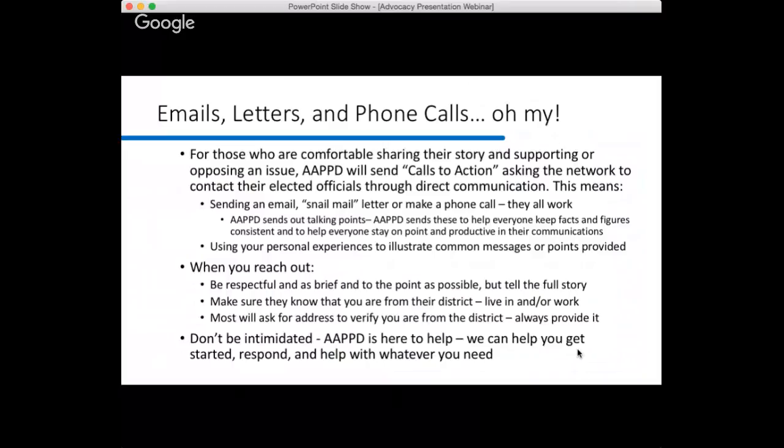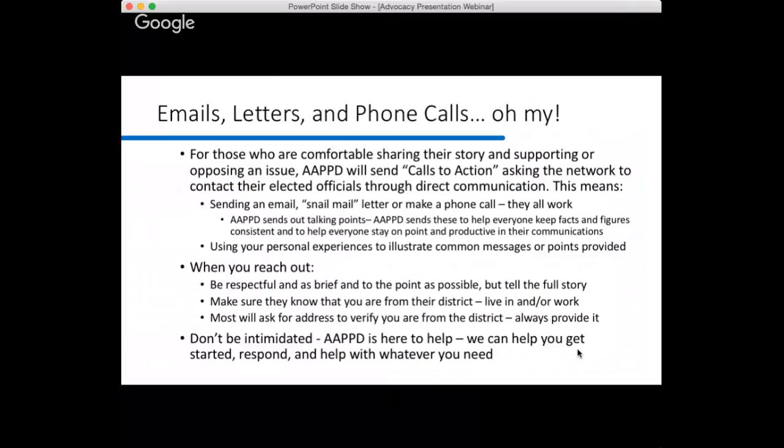When we do request emails, letters, and phone calls, do what works best for you and what you are most comfortable with. If you don't know how to use email, please make a phone call. If you don't like making a phone call and don't like email, please send a letter. Again, it's whatever is most comfortable for you, but we do need everyone to pick up those calls to action because it does make a big, big impact.